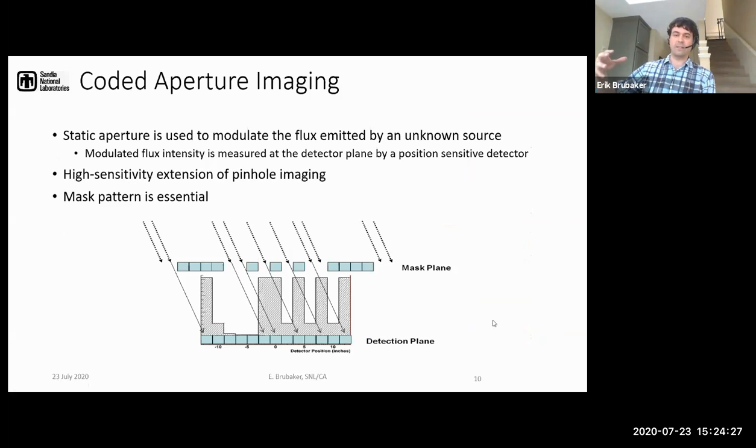Now I'll give you a different picture of it that maybe will intuitively help understand what's going on. This is a picture of a one-dimensional coded aperture system. You have some position-sensitive detection plane here. Each of these blue boxes is an independent pixel. And then the mask plane up here, just think of it as a completely opaque material.